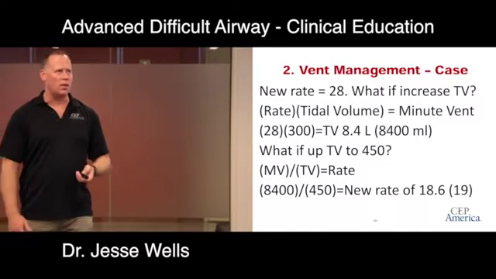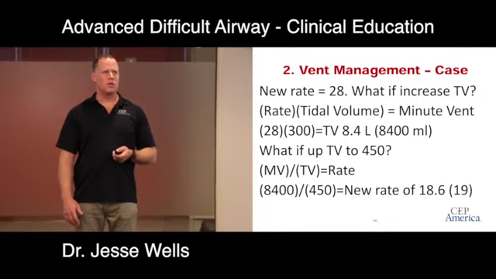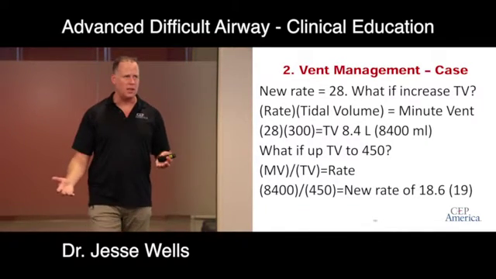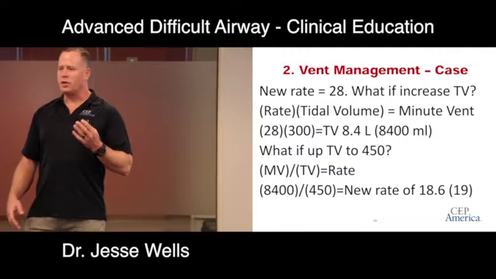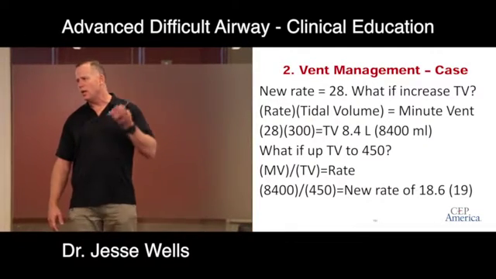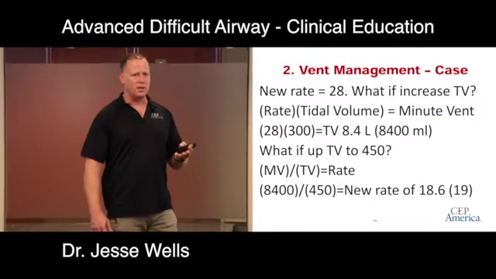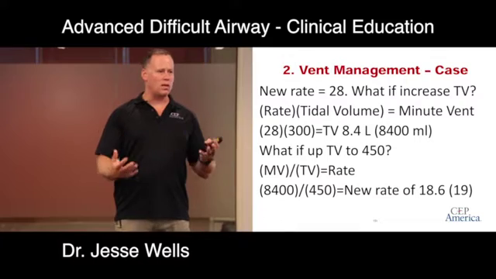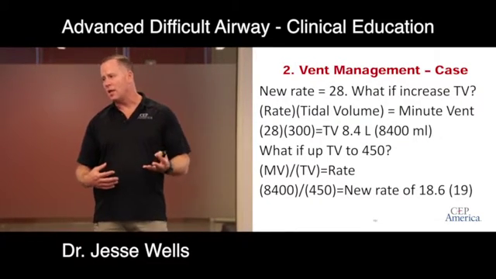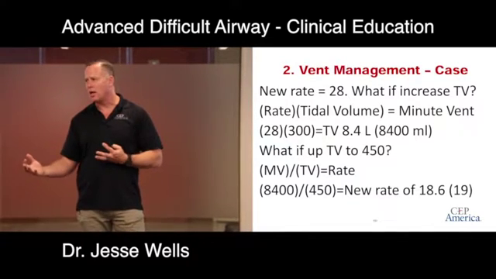So you take your 8.4 liters, divide by 450. That gives us 18.6, a rate of 19. So we're happy with that. We like 19 and 450. So we change the rate from 18 to 19, we take the tidal volume from 300 and increase it to 450, and in 30 minutes, the PCO2 should be 50. Then we can do a gas, and if we want to get the PCO2 even lower, we use that same formula to figure out our new rate, or figure out the minute volume divided by the rate to get our new tidal volume.